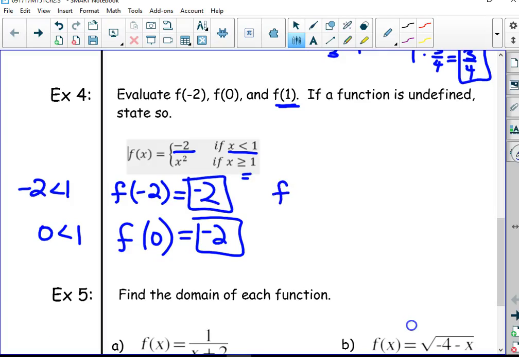It gets a little more interesting when we look at f of 1. Now we have to look for the part of the function that is equal to 1. So that is the second piece of this piecewise function. Simplify, and we are done. I'm going to stop this. I'll see you on the next video.